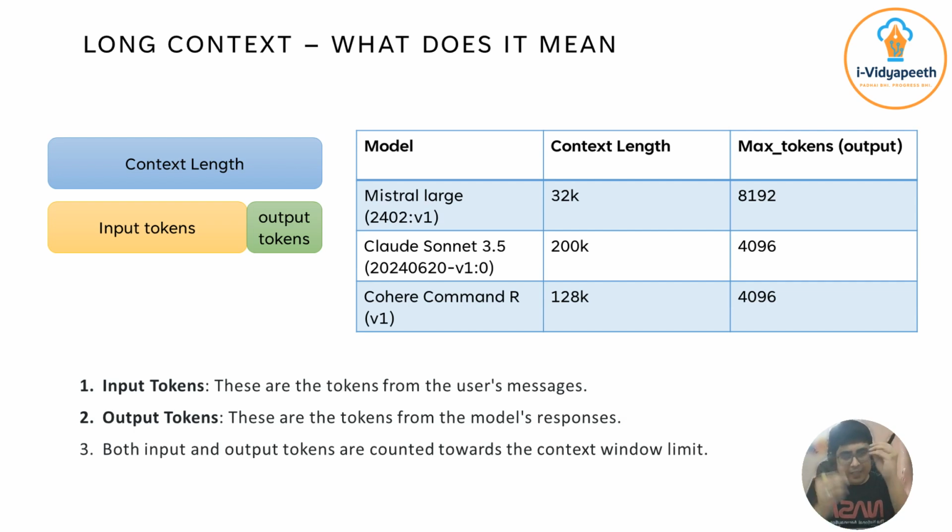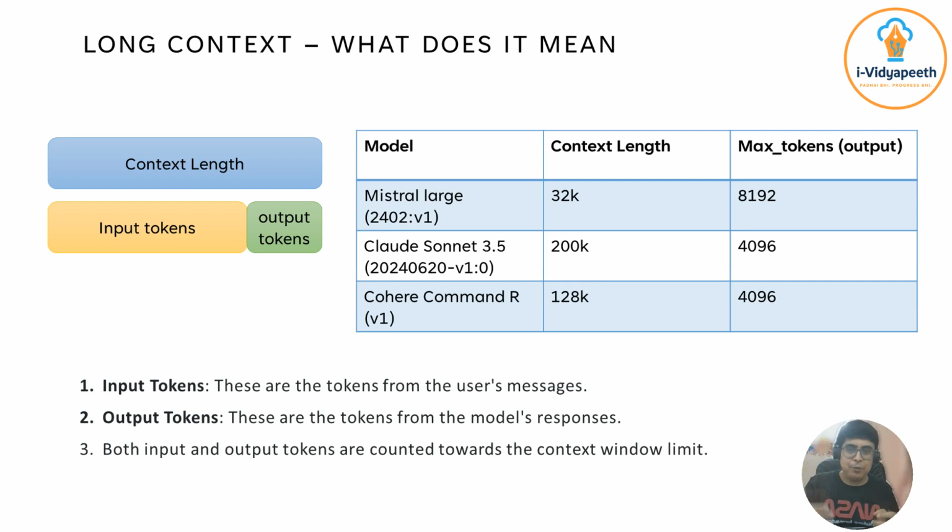This is very crucial to understand: a large context length doesn't mean it can generate a large output. Large context length generally means the summation of input plus output, and we need to see the model card to see the maximum output tokens it supports, and the rest are input. So we can give a large set of input and then get the output.